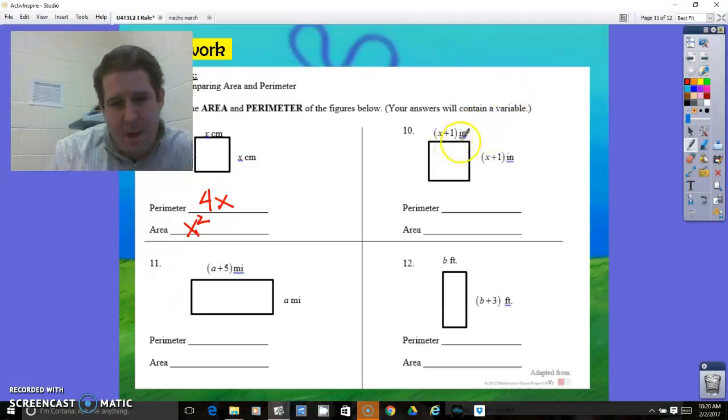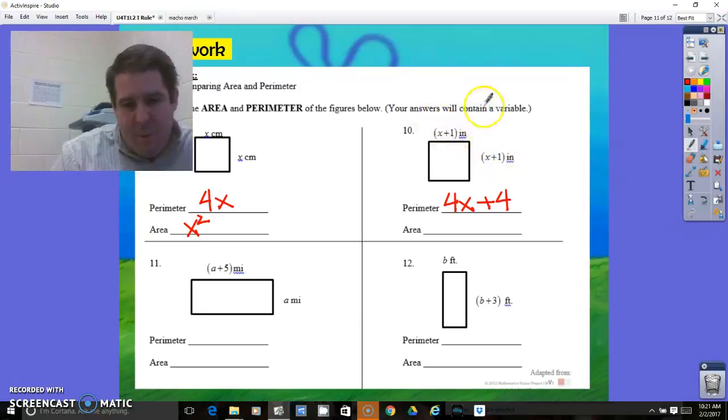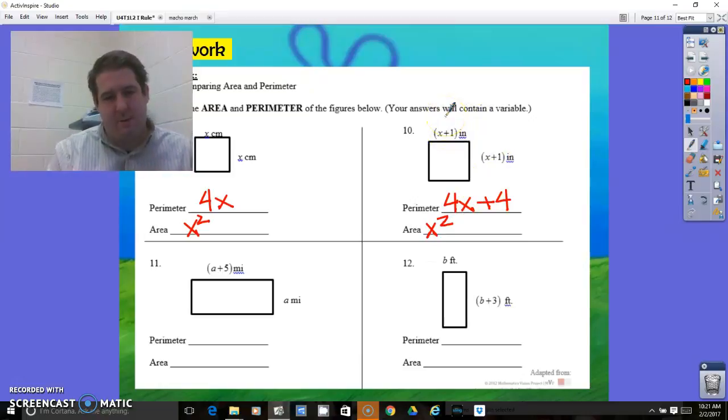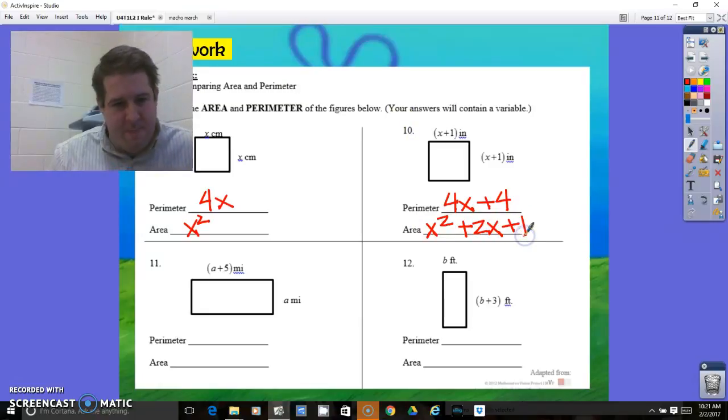Multiply them. All right, so the next problem, problem number 10, we've got a binomial for each of the side lengths of the square. x plus 1 plus x plus 1 plus x plus 1 plus x plus 1. That's 4 x's and 4 1's. So that's 4x plus 4. The area, we're going to use the FOIL method, which is what we did in the warm-up earlier. That's going to give you x squared plus 1x is the outers, 1x is the inners, and 1 is the last. So that's going to end up with x squared plus 2x plus 1.